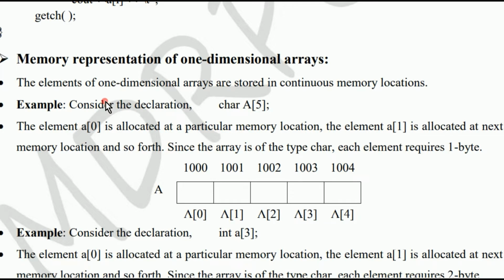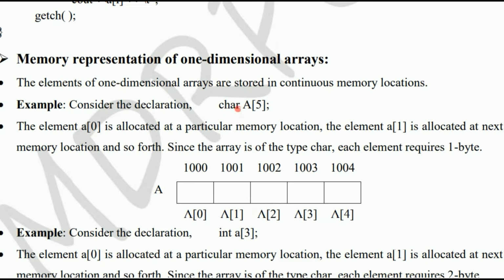How the memory representation is for the one-dimensional array. The elements of one-dimensional arrays are stored in continuous memory locations, that is contiguous memory locations. Maybe if I take char a[5], then it will store a single character in one location. That means a[0] has one value, a[1] one value, a[2] one value. Even it is represented as 1000, 1001. That means 1000 means one address, and one address can store one byte. 1001 again second.